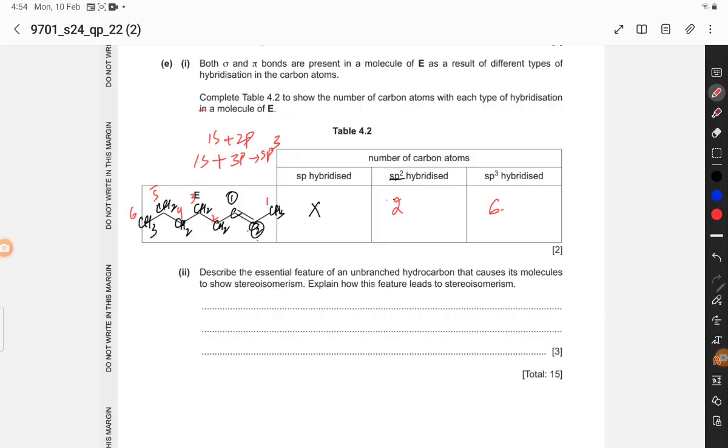Describe the essential feature of an unbranched hydrocarbon that causes its molecule to show stereoisomerism. Explain how this feature leads to the stereoisomerism. A carbon double bond has a pi bond. There is limited rotation about the carbon double bond. Also, there should be two different groups on each double bonded carbon atom.